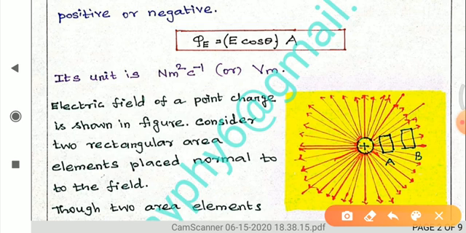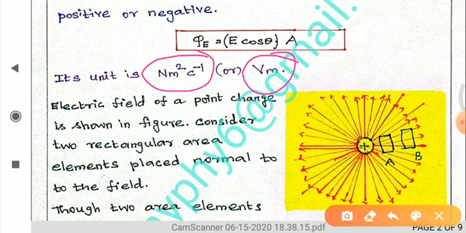Then what is the unit for electric flux? The unit for electric flux is given by Newton meter square coulomb power minus 1, otherwise volt meter. How can we remember this unit for electric flux? Because it is a major difficulty in our subject from 11th standard: how many units can I memorize? How many units can I remember?